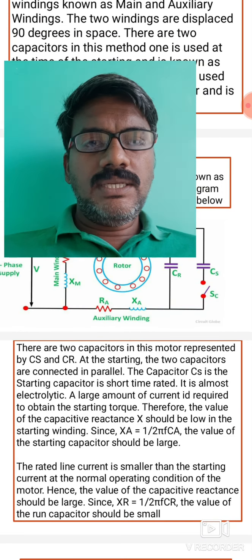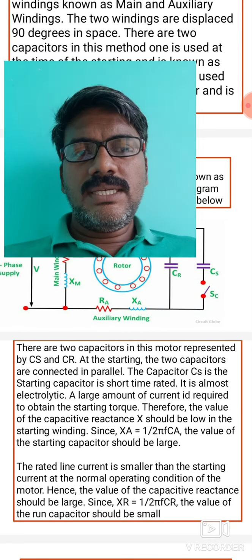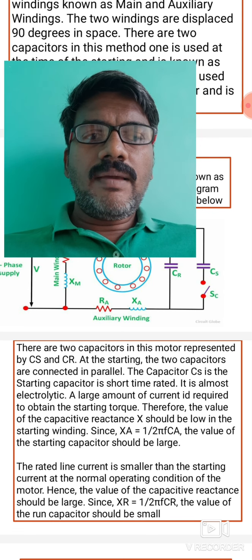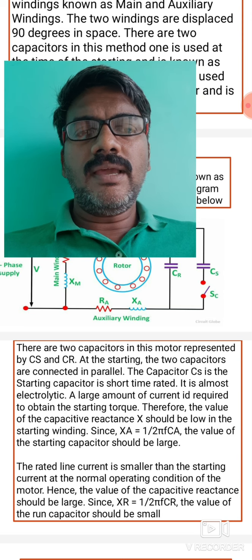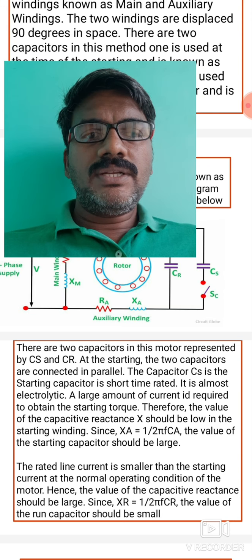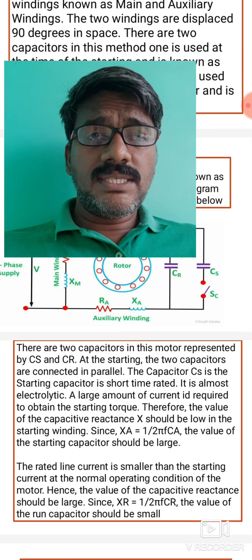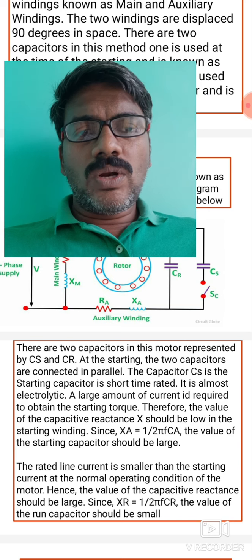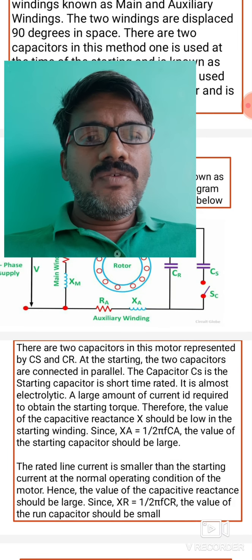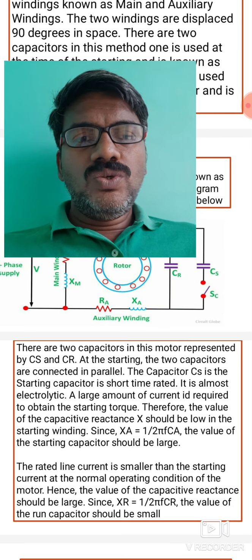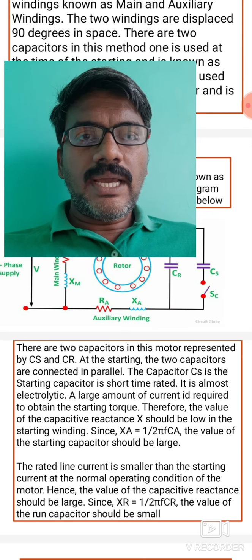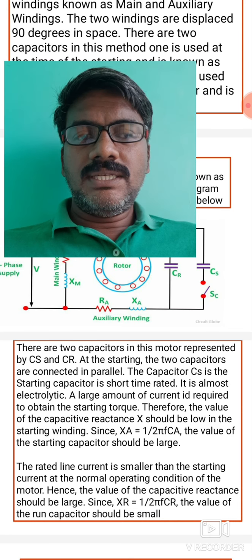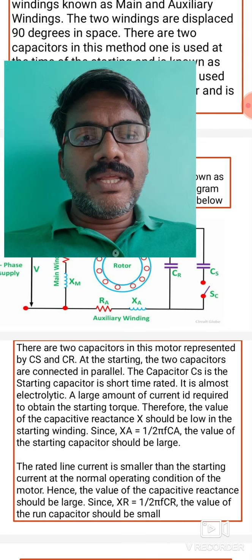So there are two capacitors in the motor represented by CS and CR. At starting the two capacitors are connected in parallel. The capacitance CS is the starting capacitor, which is short time rated and almost electrolytic. A large amount of current is required to obtain the starting torque. So high starting torque is required at starting, and therefore the value of the reactance X should be low in the starting winding.